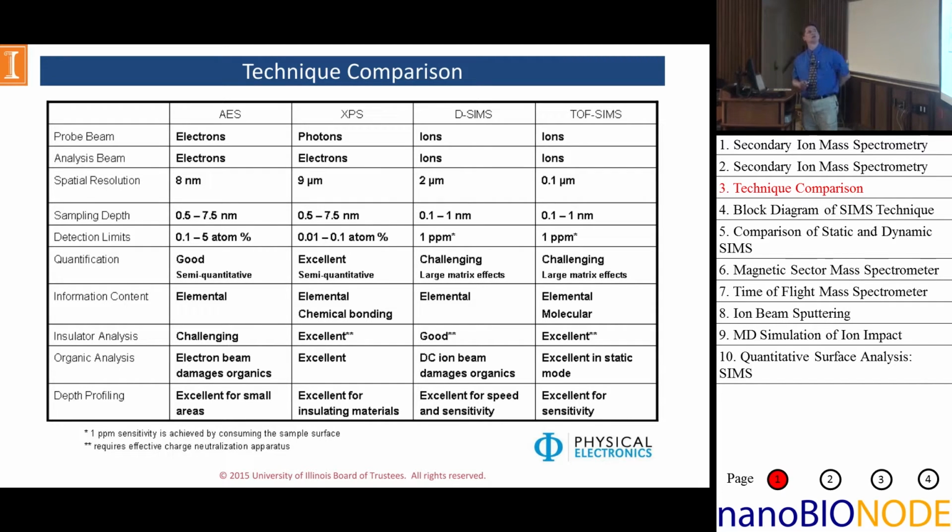And one of the other things I'd like to talk about is the fact that for molecular imaging, you can get some molecular information from XPS, as Rick's talking about, but you can also get molecular imaging from the TOF SIMS. So that's nice.